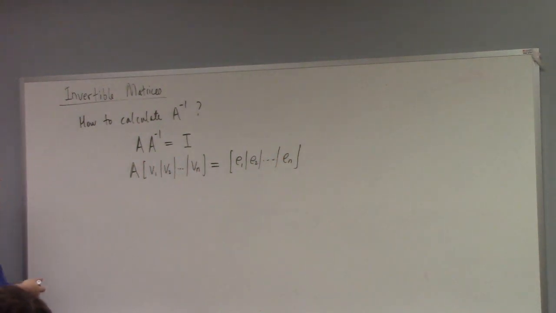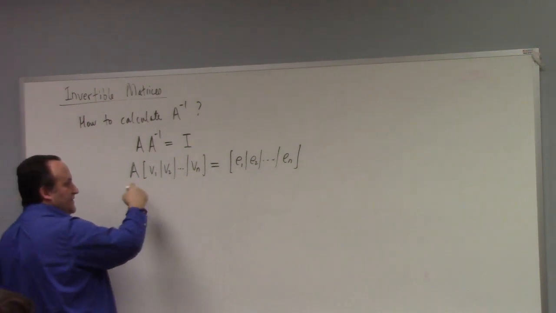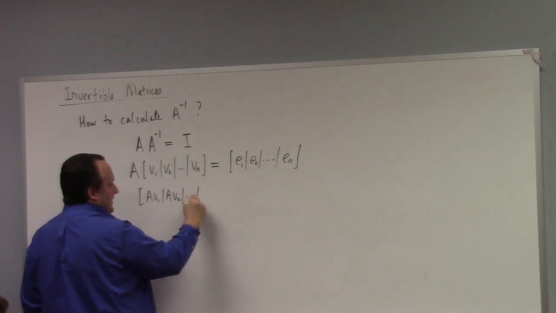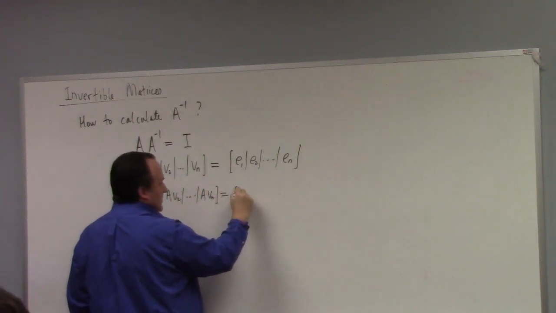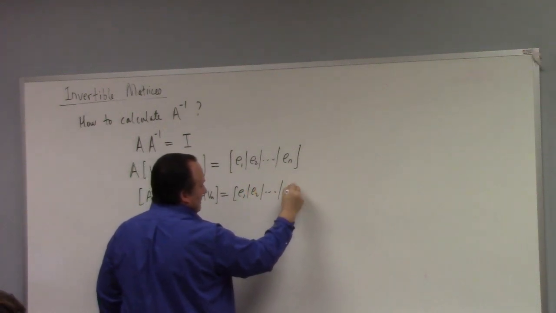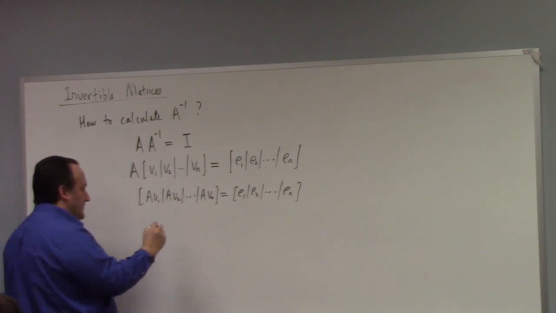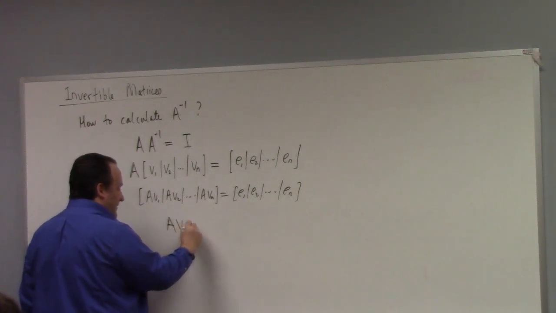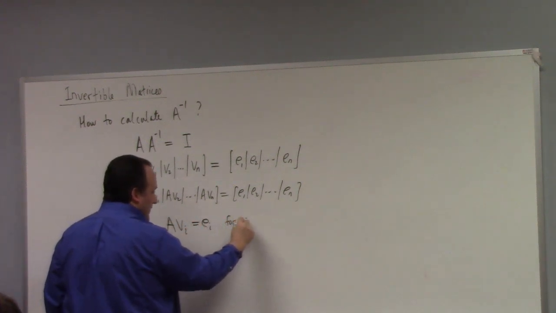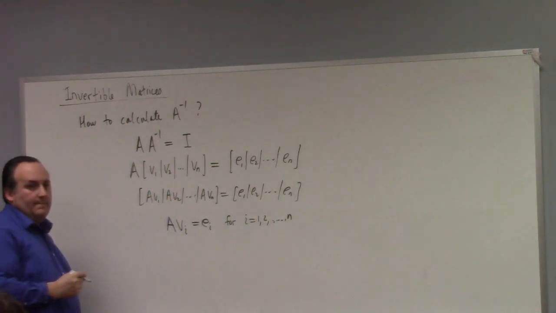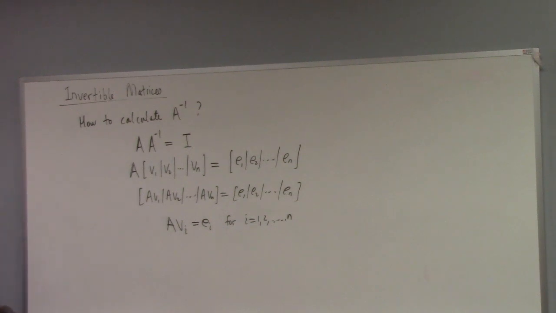So if you look at this equation, you can do the column by column rule, seeing what this really is: [Av1, Av2, ..., Avn] equal to [e1, e2, ..., en]. The only way these two matrices can be equal is if every single column matches. So what we have to actually solve is A vi equals ei for i equals 1, 2, ..., n, right? In other words, we have to solve n equations in n unknowns. How many of these, though?